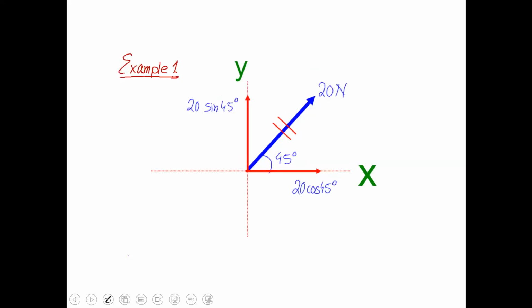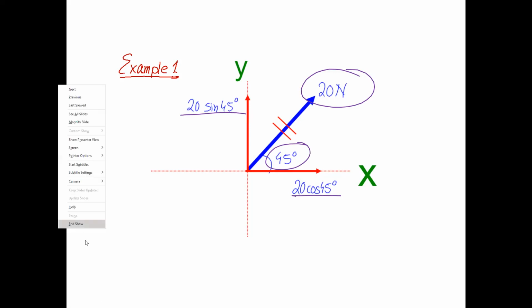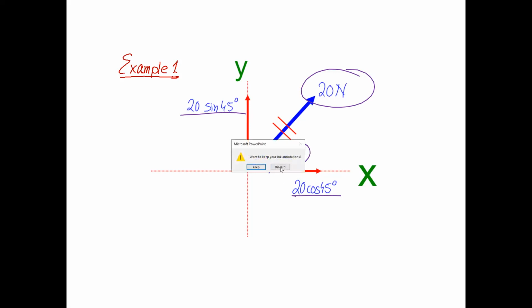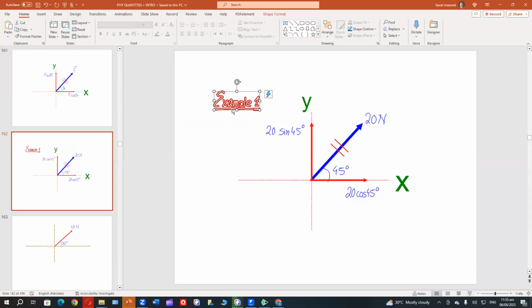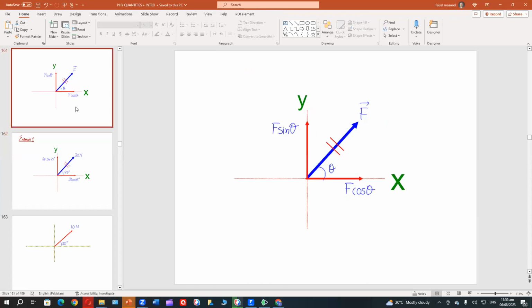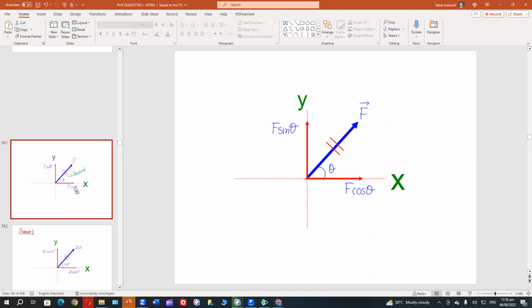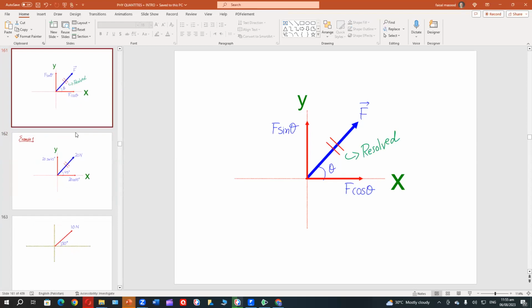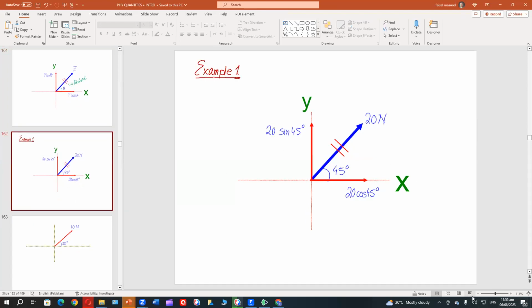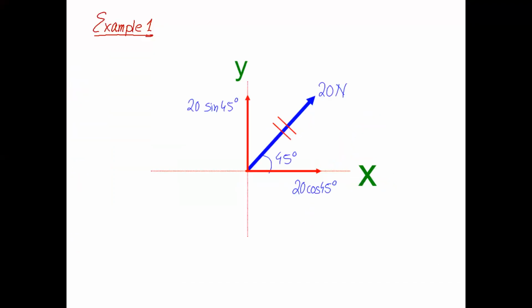Now look at this example, and look at the angle. The angle is marked 45 degree. So this is 20 cos 45. The vector is 20. And this is 20 sine 45. This is how every vector can be resolved. So give us a side heading, example number 1, and copy this screen.